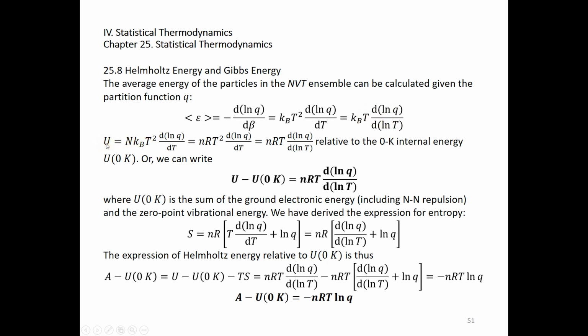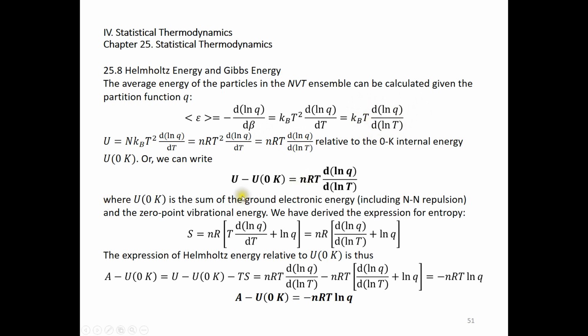The internal energy of the system relative to the 0 K internal energy is this. It's N, the number of particles, times the average energy over here. So it's N times kBT squared d ln q over dT. And because N times kB is nR, we have this expression as well. Also, we can write U relative to the 0 K internal energy as nRT times d ln q over d ln T. This comes from this expression times the number of particles.